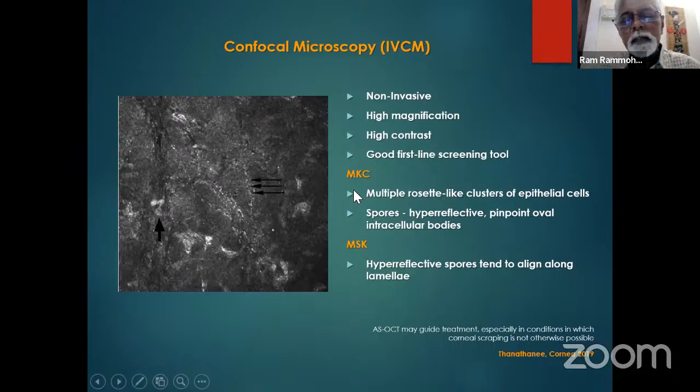you could see, for example, in MKC, rosette-like clusters, hyper-reflective pinpoint oval intracellular bodies. In the stromal cases, we tend to see a similar one. For example, over here, they tend to align along the lamellae. ASOCT, I'm not going to go into that, but a recent study has shown that it may be a good guide, especially under treatment, a prognostic one.